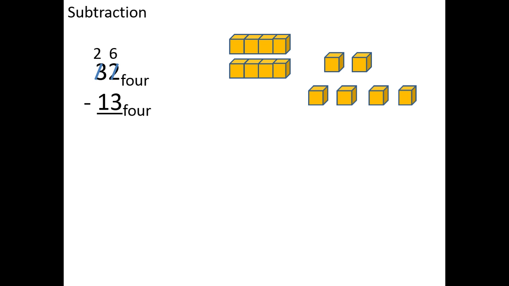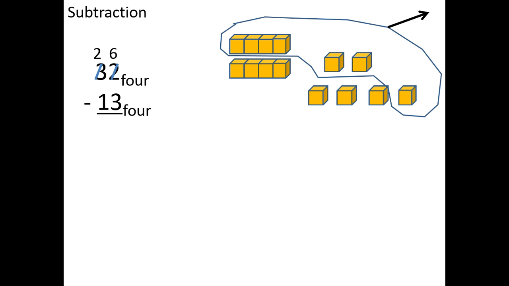So 6 minus 3 is 3, and 2 minus 1 is 1. So if we take away the 1 group of 4 and the 3 ones, we are left with 1 group of 4 and 3 ones.